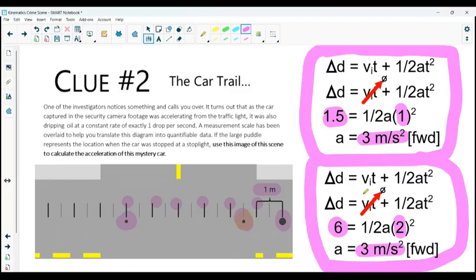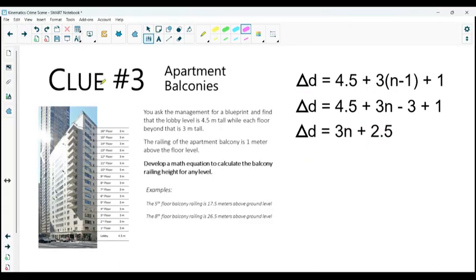So now we have our displacement and we have our acceleration from clue two. Looking at clue three, we're looking at the apartment balconies. We notice the lobby is 4.5 meters, and then each floor after that is 3 meters. The railing on the balcony is 1 meter up. But keep in mind, when we're saying the third floor, there are two 3 meter floors below the third floor. So here's how we're going to make our equation.